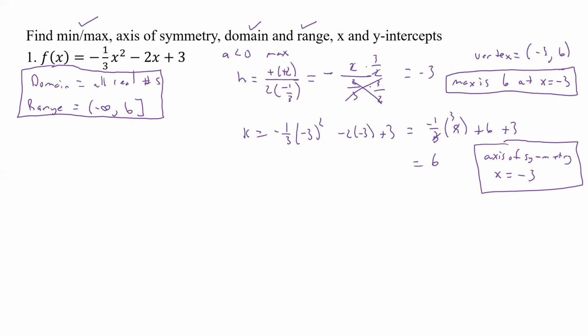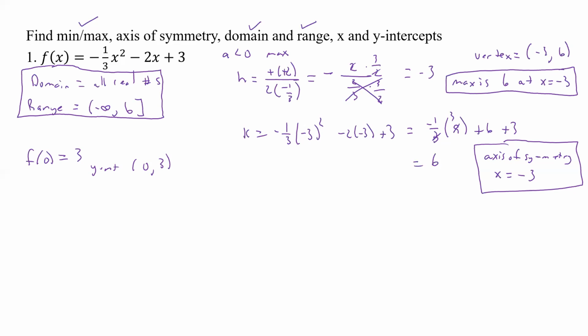What else do we need? Now we just have to get our intercepts, okay? So if we plug in 0 for x, what do we get for y? Well, we get 3. And so we get the y-intercept of (0, 3), okay?